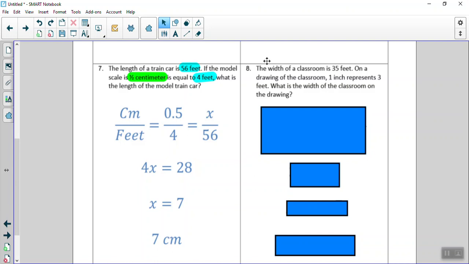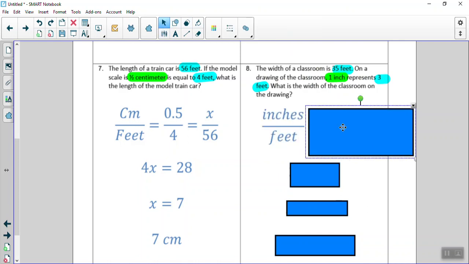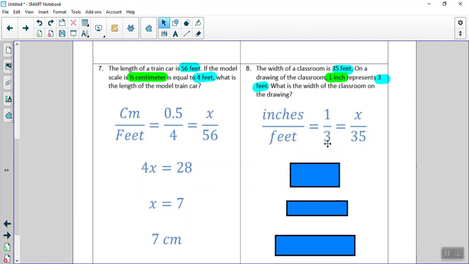One more where we're looking at a scale drawing of a classroom. So here the width of a classroom is 35 feet, okay, and then 1 inch represents 3 feet on our drawing. You'll see these kinds of representations on maps a lot, like in history, right? It tells you how big the thing is in real life. But on our drawing, 1 inch represents 3 feet. So two things we're comparing here, again, are inches and feet. And we want to know how many inches it would be on the drawing if it's 35 feet in real life for the width of our classroom.